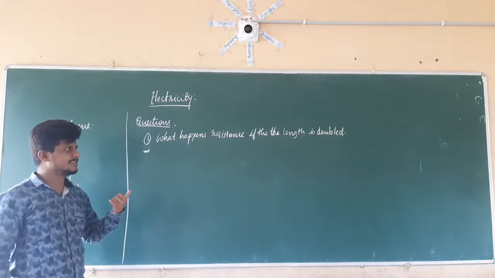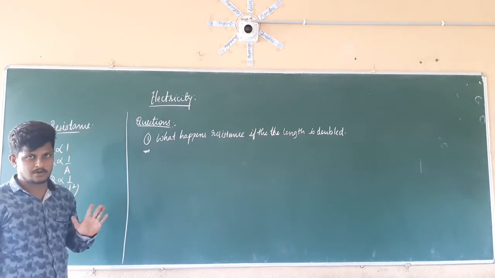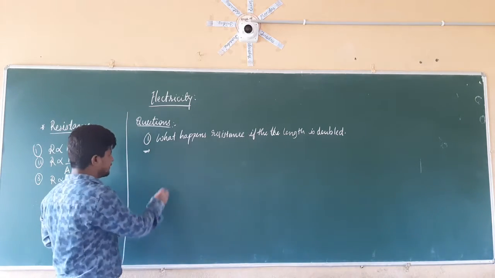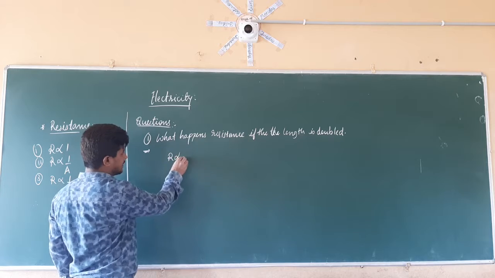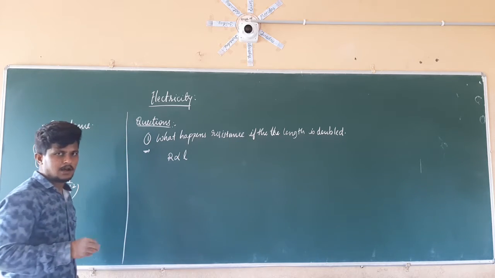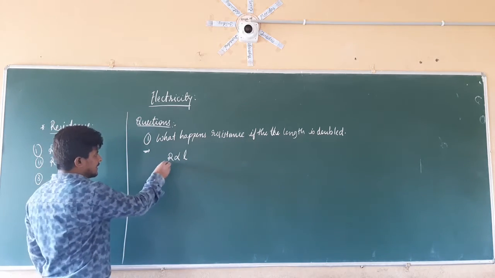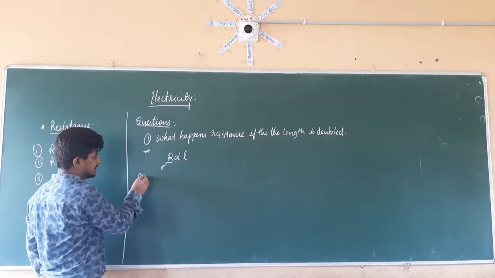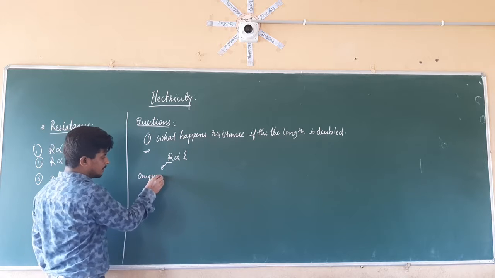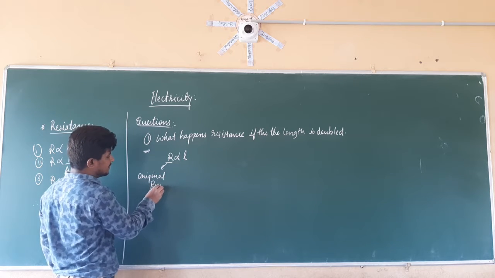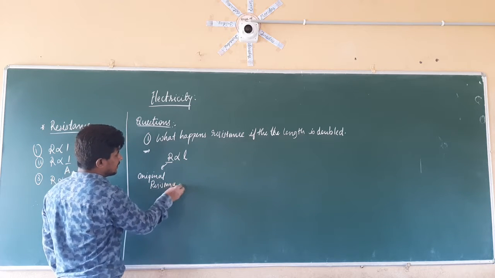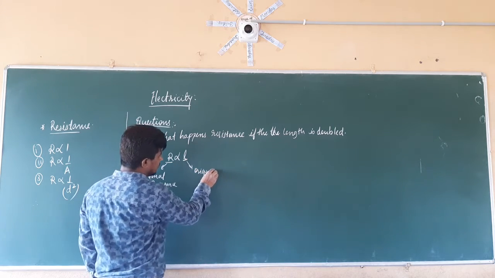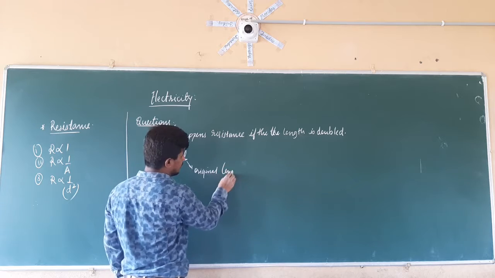So how much is the resistance going to increase? We have to calculate it. As given in the problem statement, R is directly proportional to L. This is the resistance before increasing the length, so this is the original resistance, and this is the original length.